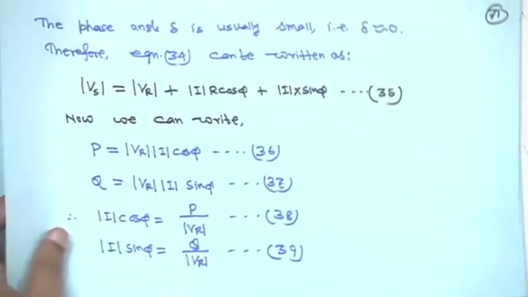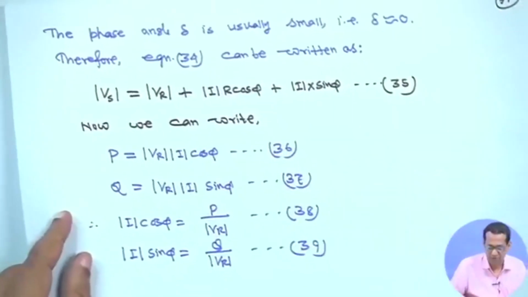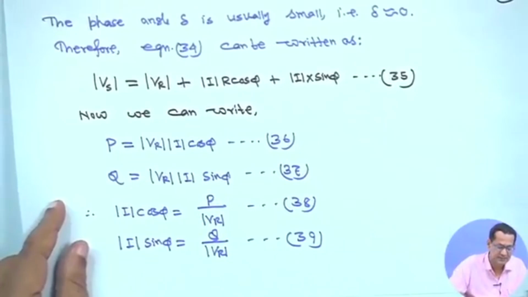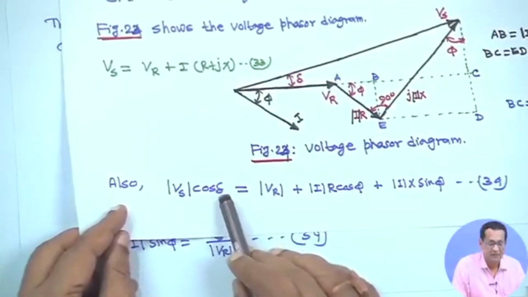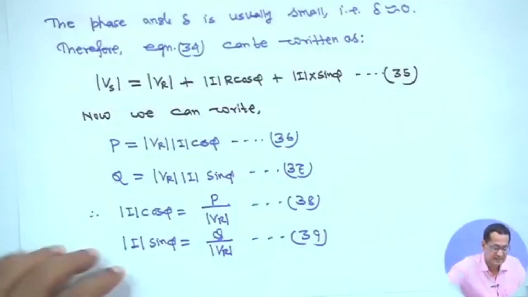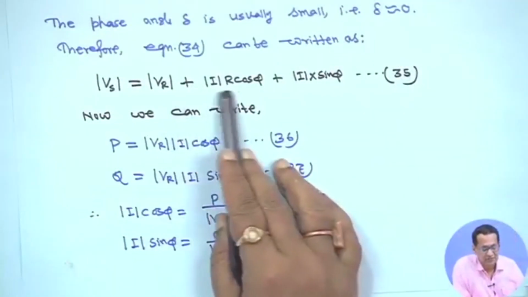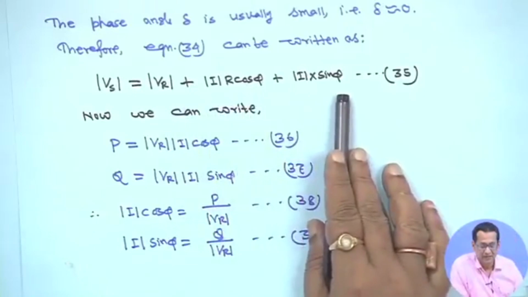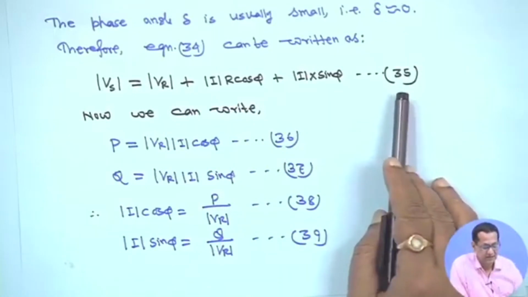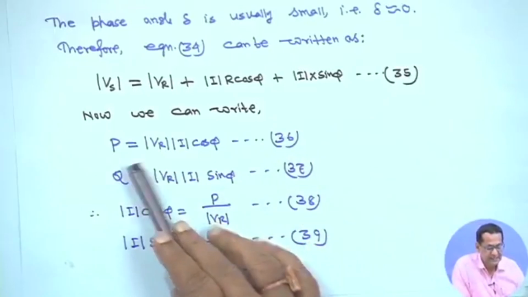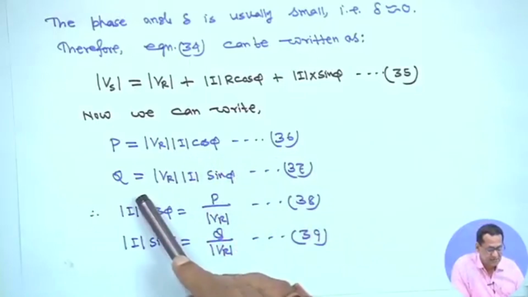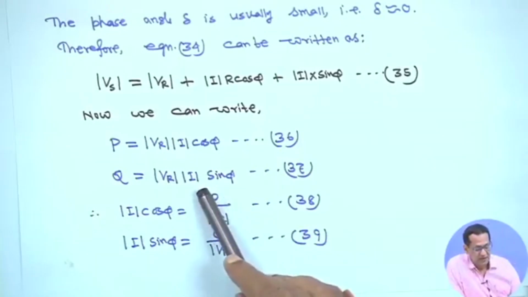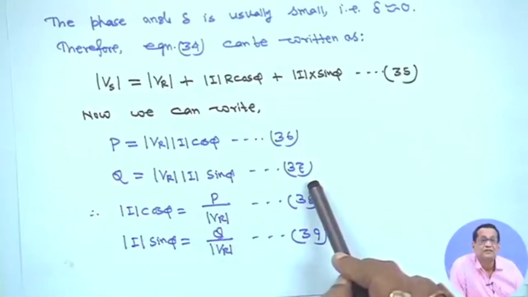That means this equation 34 can be written as, if delta is equal to 0 you put, so it is cos 0 is 1. So, magnitude of Vs is equal to magnitude of VR plus magnitude IR cos phi plus magnitude IX sin phi, this is equation 35. Now, we can write P is equal to magnitude VR I cos phi, this is power equation 36, and Q is equal to magnitude VR magnitude I sin phi, that is 37.